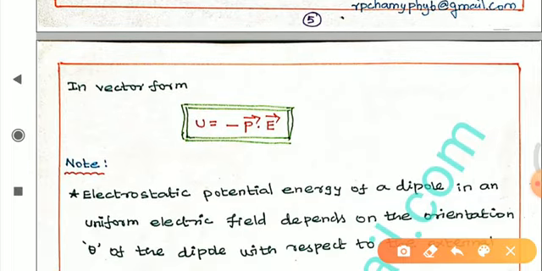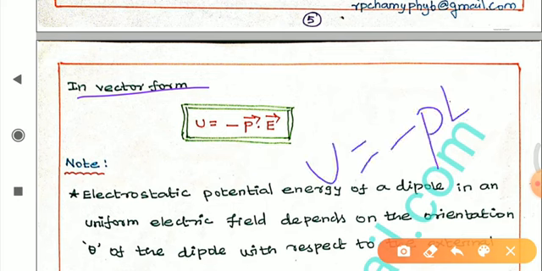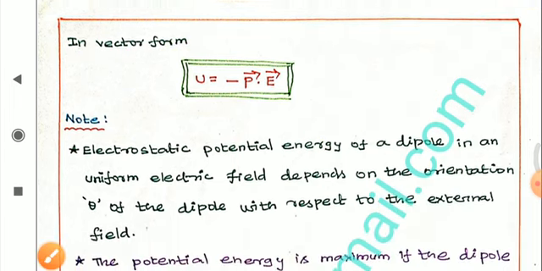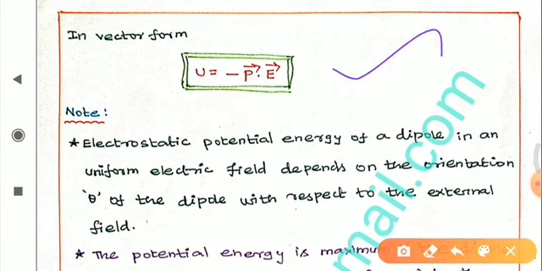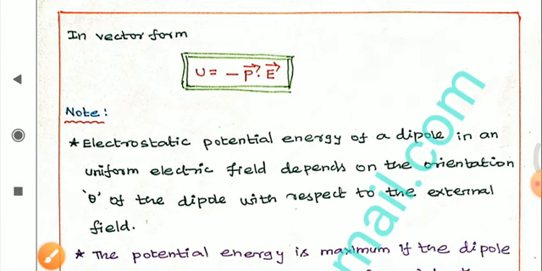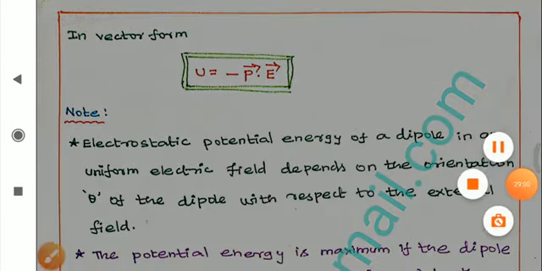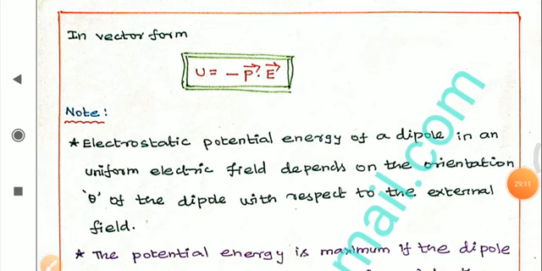Before that, we can see the vector form, because we have already studied U is equal to minus PE cos theta. In vector form, how can we write it? In vector form, it can be written as U is equal to minus P dot E. Right. Then some important points we have to remember. Now, what are the important notes we have to understand?